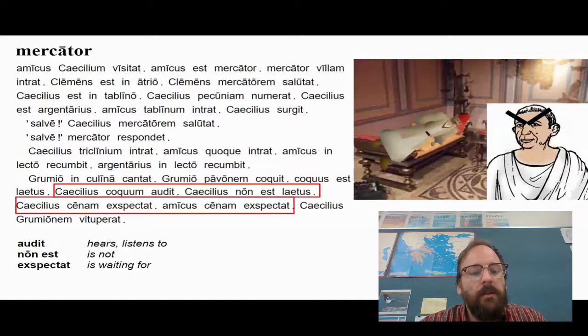So down at the bottom, you see we've got some words that we need to know. Audit means hears or listens to. Non est means is not. Expectat means is waiting for, or perhaps expects.